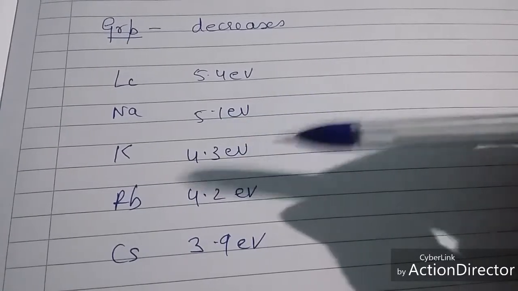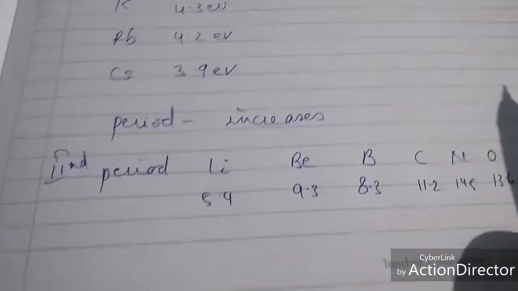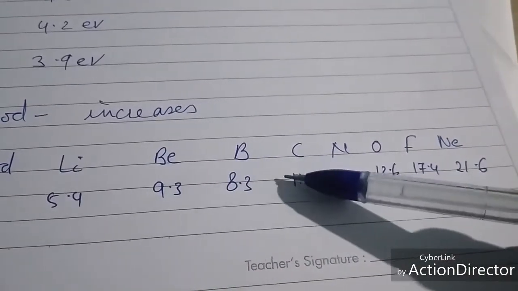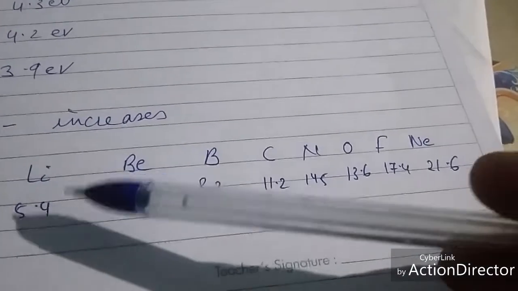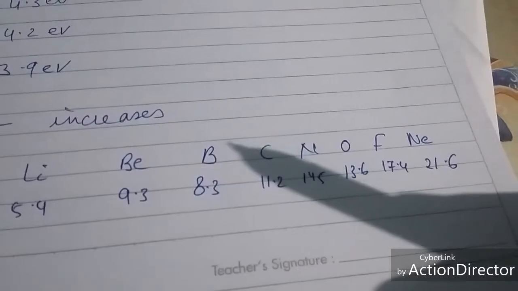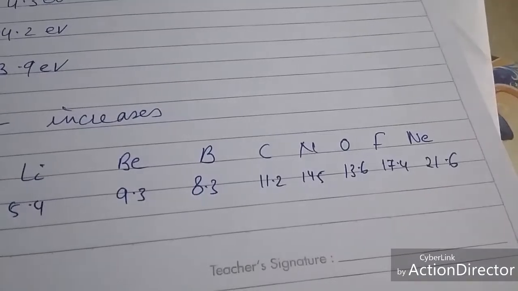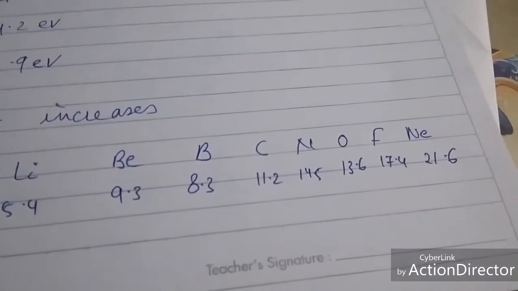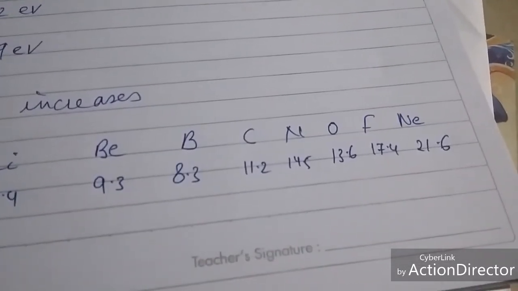Similarly, if we see the variation of ionization potential in a period, it increases. As you can see here, it is increasing. I have taken an example of the second period, so it is increasing from left to right. This is because the nuclear charge is increasing and atomic size is decreasing. As a result, it becomes difficult for the outermost electron to be removed, and more energy is required to remove the electron.